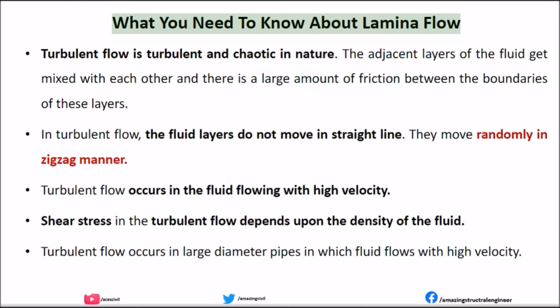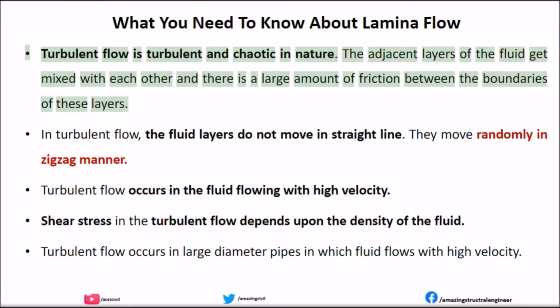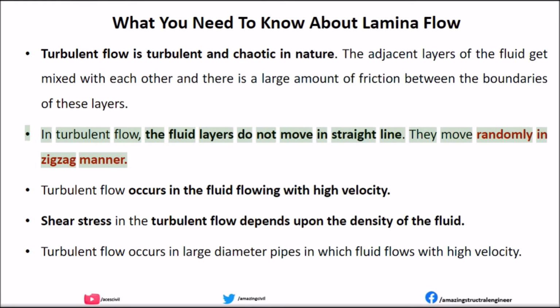What you need to know about turbulent flow. Turbulent flow is turbulent and chaotic in nature. The adjacent layers of the fluid get mixed with each other and there is a large amount of friction between the boundaries of these layers. In turbulent flow, the fluid layers do not move in straight lines. They move randomly in a zigzag manner.